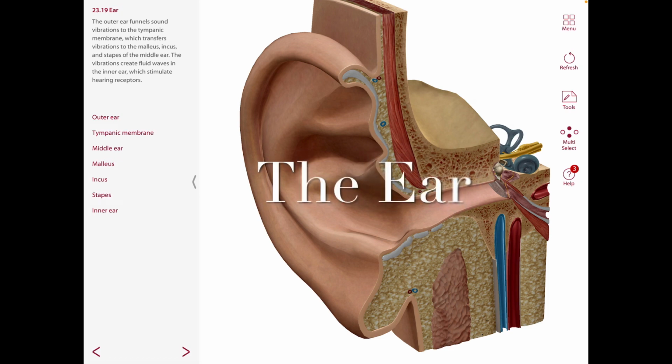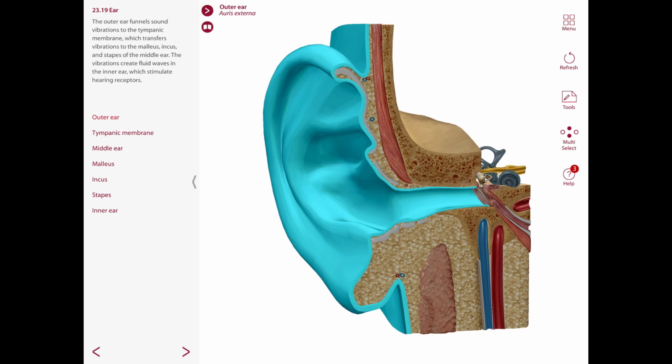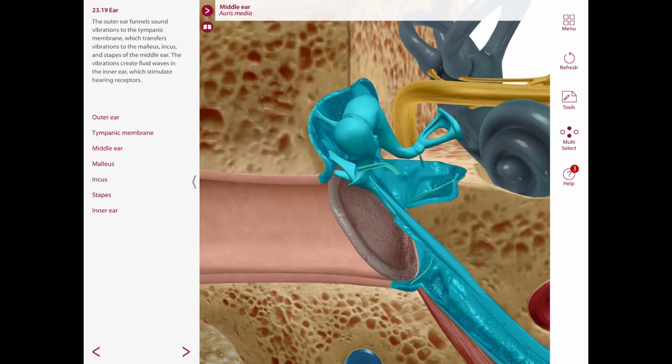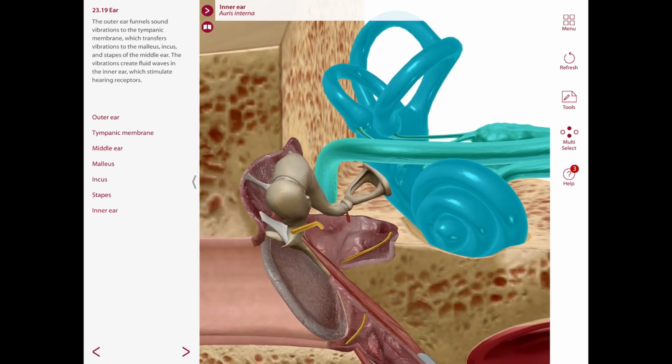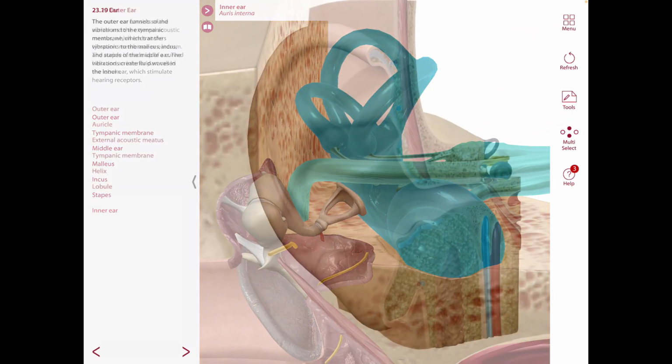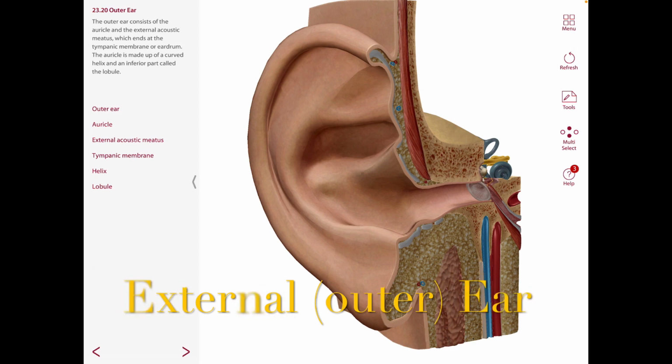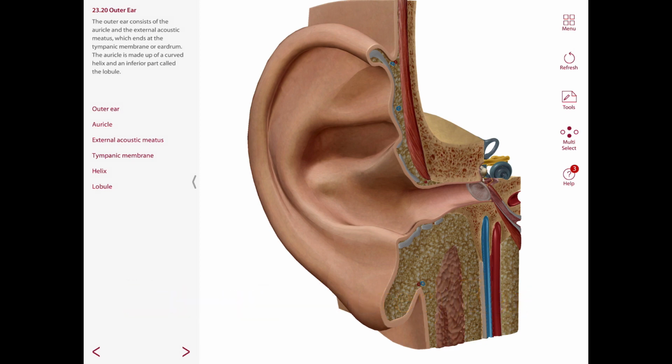The ear, it's an organ that gives us sensory receptors for hearing and equilibrium, and it is divided into three parts. First, we have the outer ear or external ear. Then we have the middle ear, and we have the inner or internal ear. The outer ear collects and funnels sound waves, which are converted to mechanical vibrations by the eardrum.